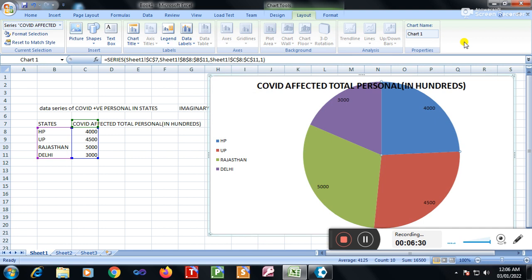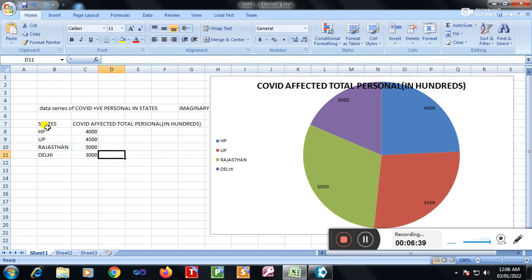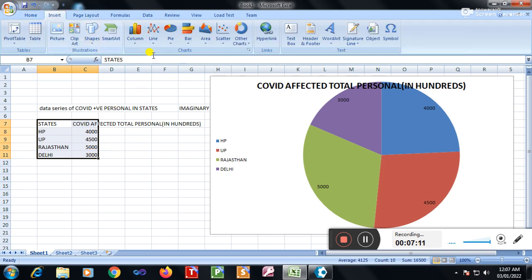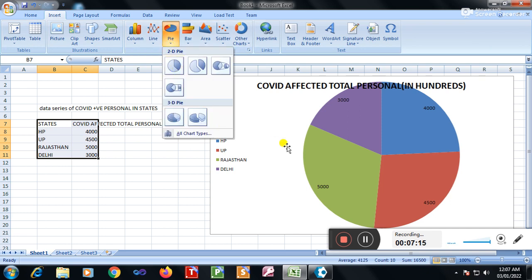So this is how the chart is showing. So I think it is clear now how the data is typed here: states, and data is started from this HP, UP, Rajasthan, Delhi, and the value heading is on top of the data series. This is the heading, the title of this series, and personnel of this. And I have to repeat it again. Select the data, go to insert pie 2D, then it will generate this one.